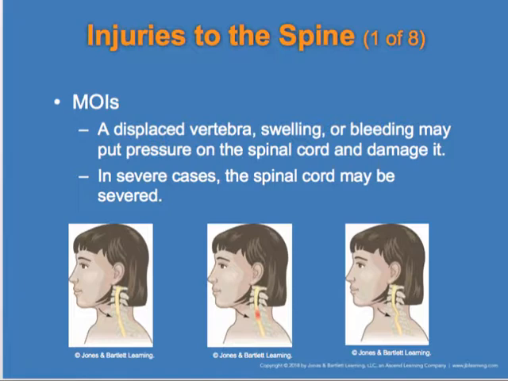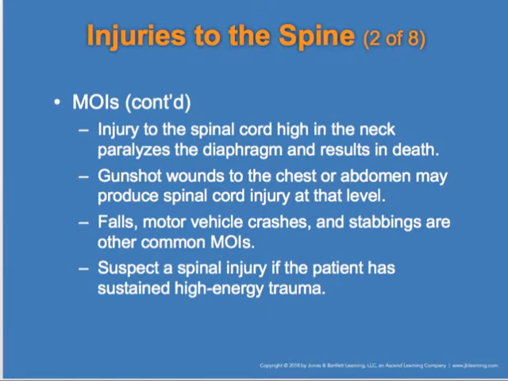Mechanism of injury: any displaced vertebrae, swelling, or bleeding may put pressure on the spinal cord and damage it. In severe cases, that entire cord may be severed completely. Injury to the spinal cord high in the neck can actually paralyze the diaphragm and result in death. Gunshot wounds to the chest or abdomen may produce spinal cord injury at that level. Falls, motor vehicle crashes, and stabbings are other common mechanisms, although it's far less frequent that those mechanisms will do significant damage to the spinal cord, at least as it relates to falls and stabbings, right?